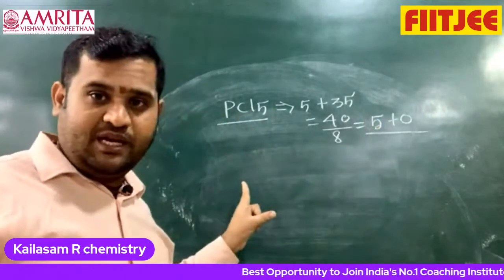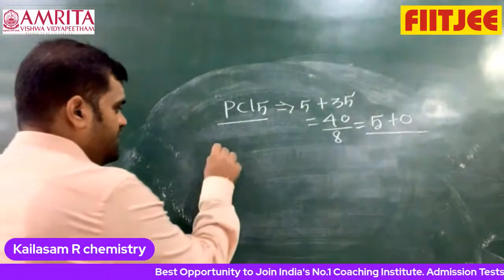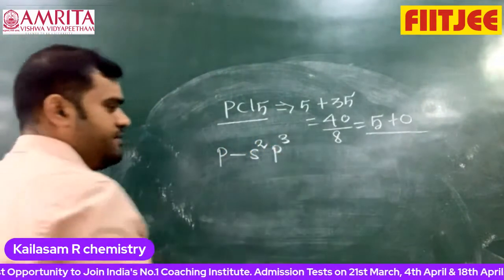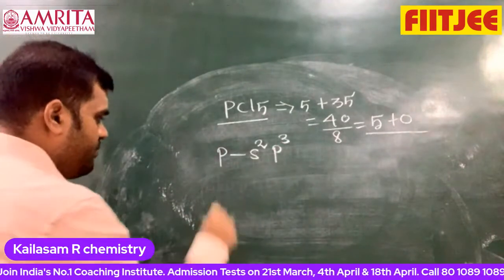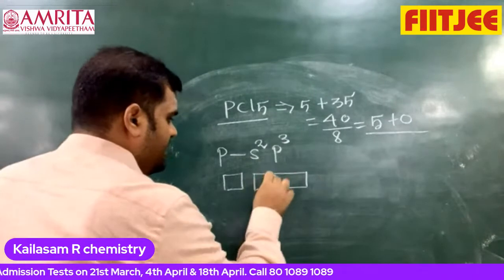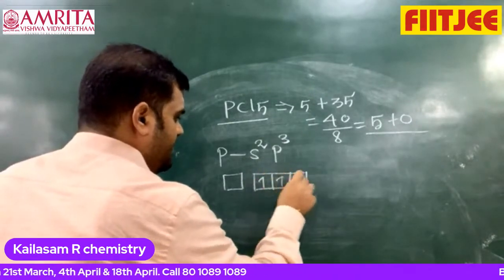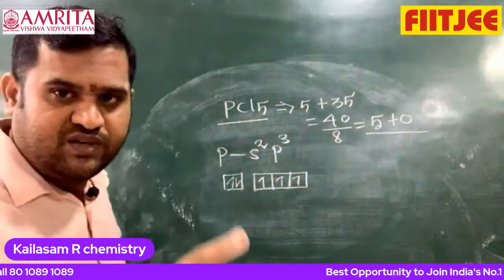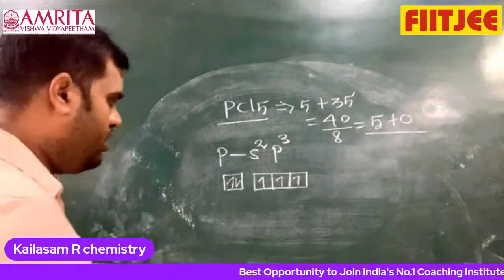These 5 have to come here. How? Look at this, phosphorus. You can see that it is 3s2 3p3. Now come to the point of s. Now we know that phosphorus has the presence of an empty d orbital.